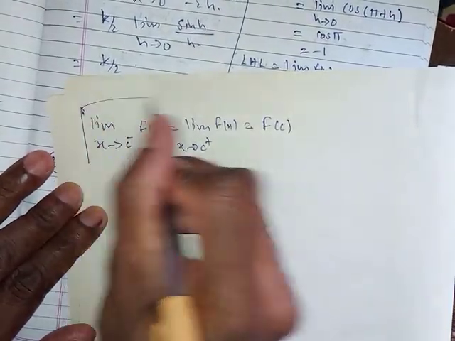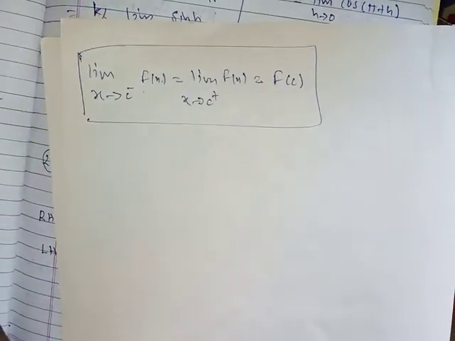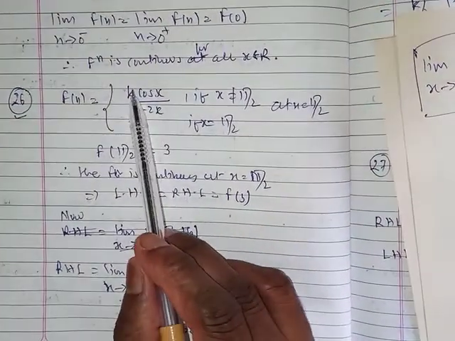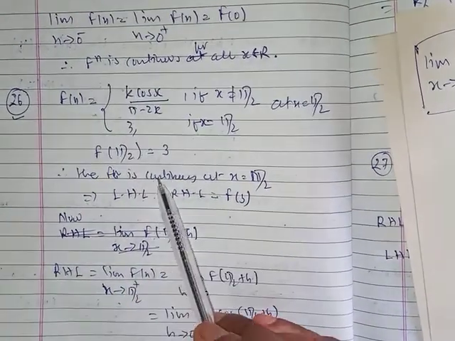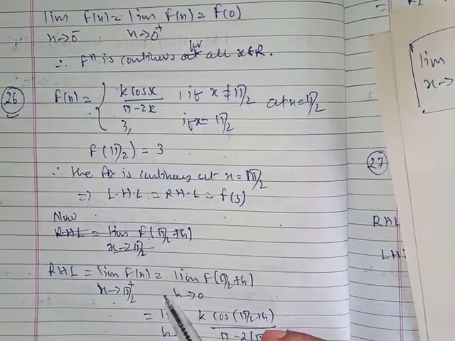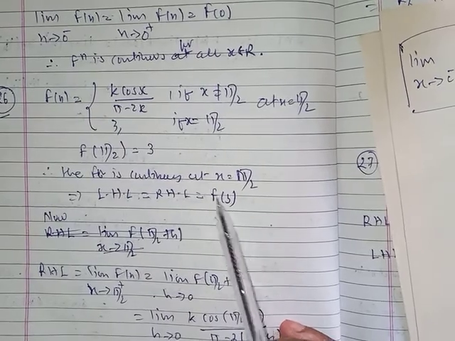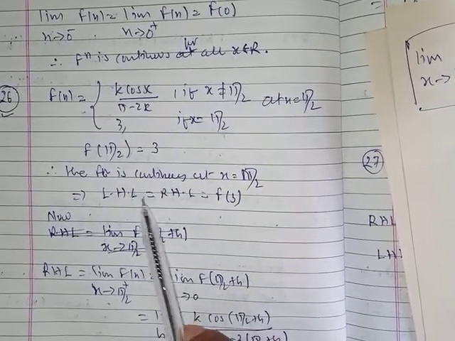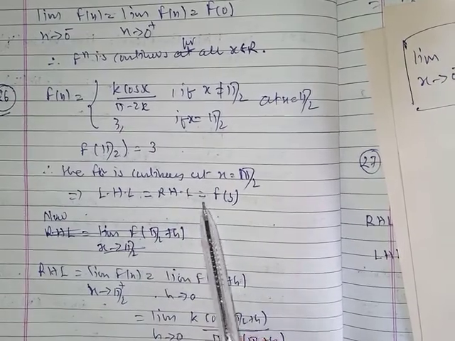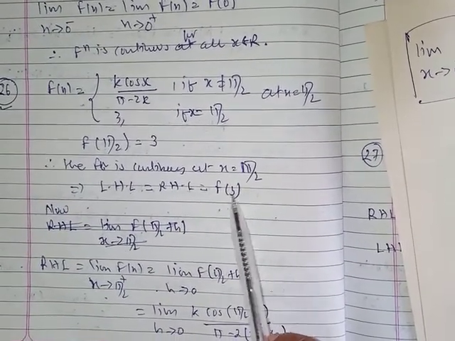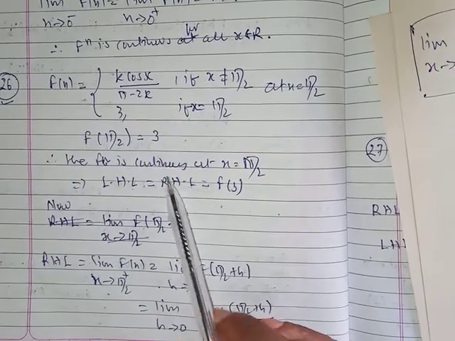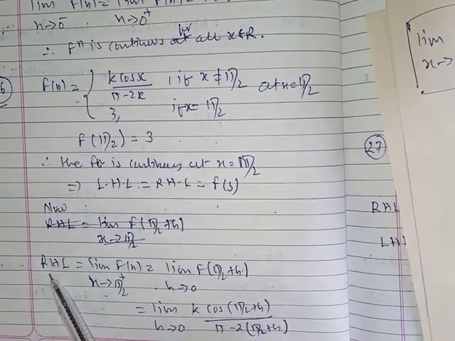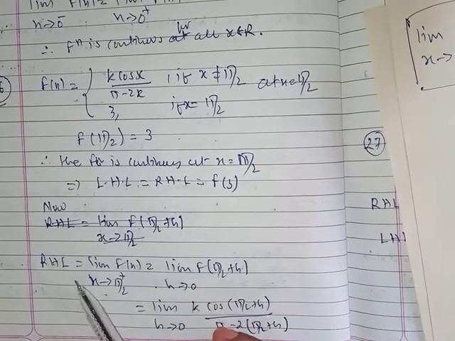This is continuousness. So what we'll do here is that since the function is continuous and we want to find out the value of k, we'll find either LHS or RHS and equate it to f of pi by 2, which is 3, and find out the value of k. So let's check RHS. You can take LHS also.